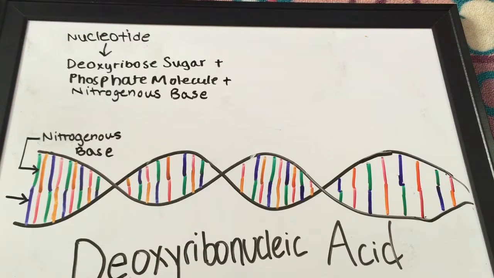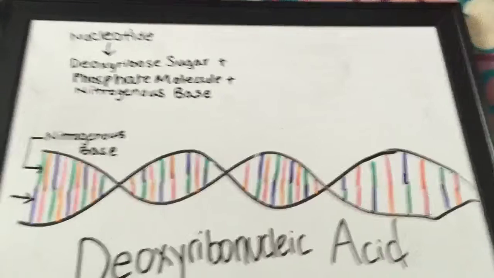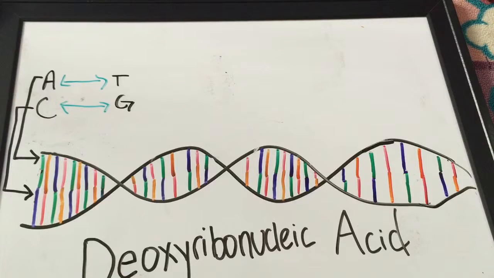A nitrogenous base is like a flat ring in the middle of a DNA strand. Their function is to spell out the sequences of functions called genes. As mentioned before, a nitrogenous base consists of 4 different bases: A, C, G, and T. In DNA, adenine only binds with thymine, and cytosine only bonds with guanine. All the nitrogenous bases are hydrogen bonded.